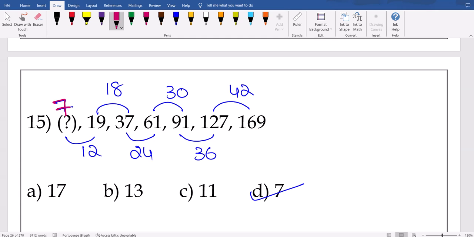So why did you take 12 here? I hope you see that 18 and 24 differ by 6. 24 and 30 differ by 6. 30 and 36 differ by 6. 36 and 42 differ by 6.